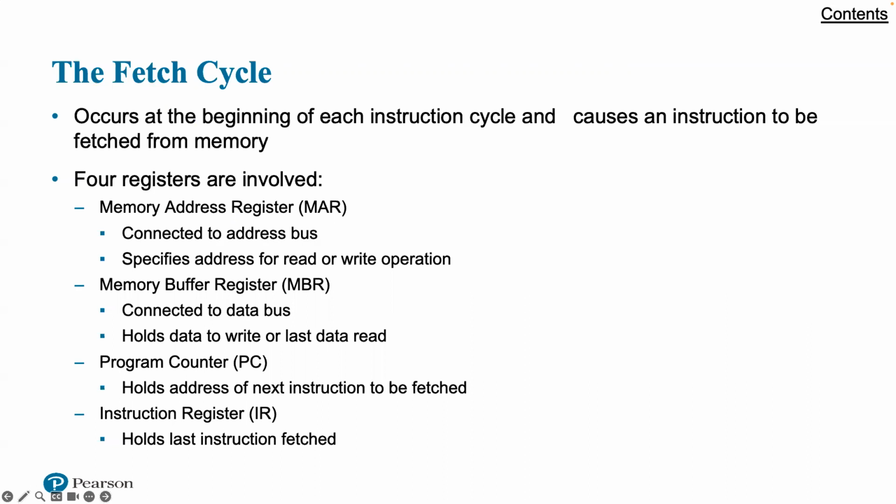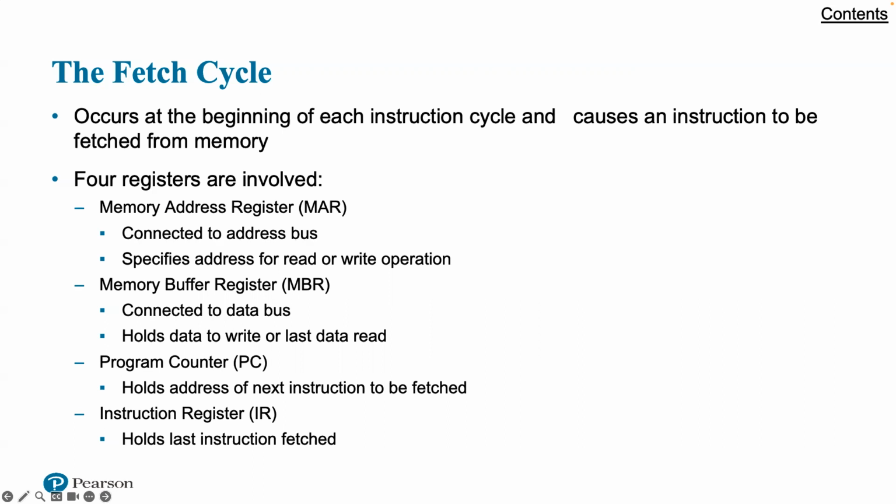So four registers are involved. The memory address register, the MAR, is connected to the address lines of the system bus. It specifies the address in memory for a read or write operation. Then there's the memory buffer register. It is connected to the data lines of the system bus. It contains the value to be stored in memory or the last value read from memory.